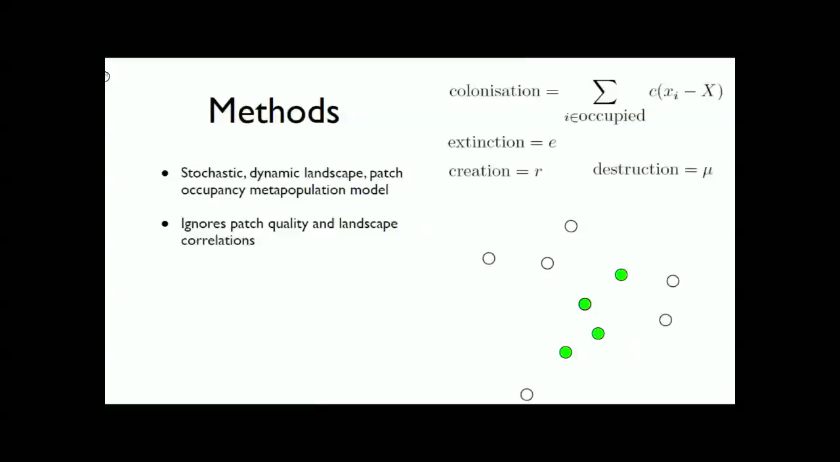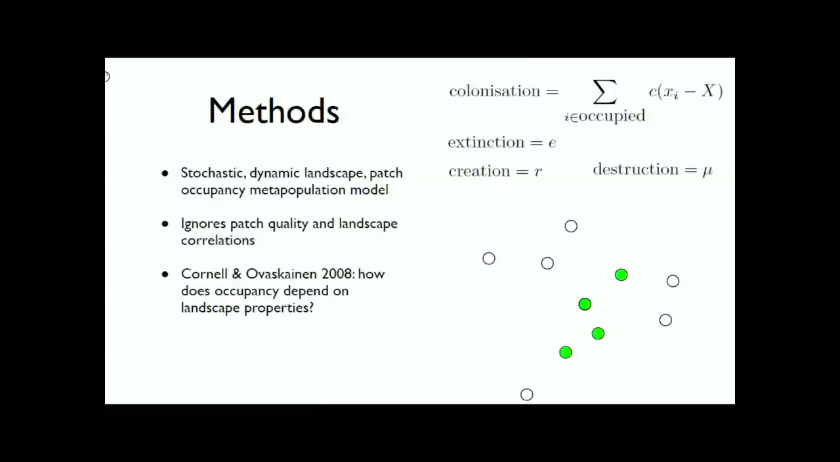Now, it's so simple that actually it ignores patch quality. So that's the first disappointment to anyone who's come here to find some advice on connectivity measures. This model doesn't include patch quality, and it also doesn't have landscape correlations. Actually, this is a model that I studied with my co-author, Otto Ovaskainen, some years ago, and we did study a correlated landscape. It's just that in this case, for simplicity, we were curious to see what happens if we have an uncorrelated landscape that is nevertheless dynamic.